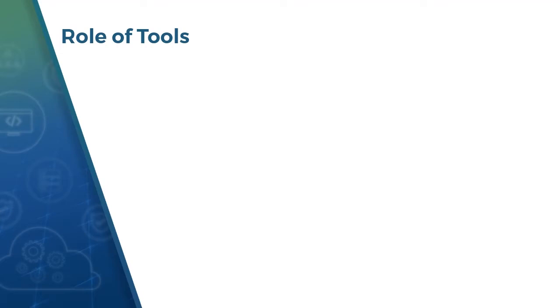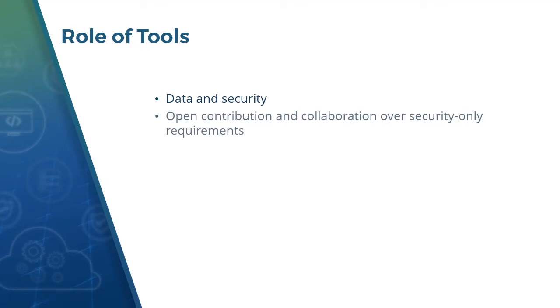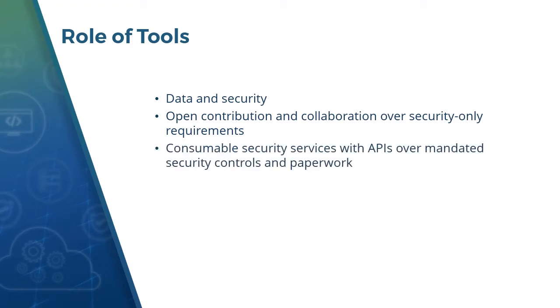But before we start exploring those tools, let's try to understand what roles tools will play when we implement it in DevSecOps. First role is focus on data and security which can be applied on data. Second, always have open contribution and collaboration over security specific requirements. It's not that you should only focus on business requirement, rather you should focus on security requirements as well exclusively. Third, consumable security services with APIs over mandated security control and paperwork. This is one of the benefits that we get out of security tools.